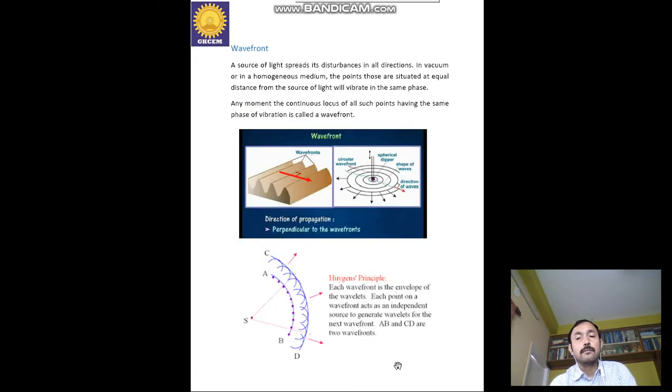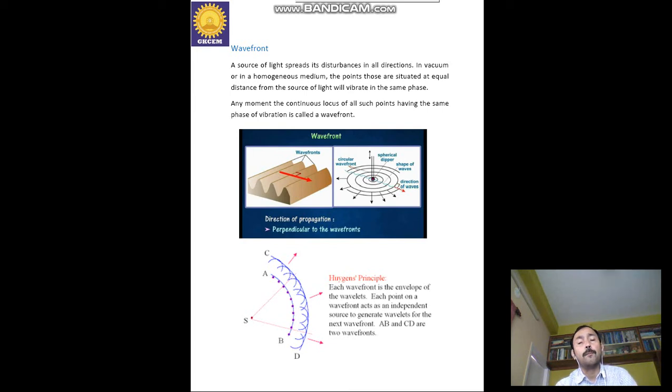Now we will discuss the next part, wavefront. A source of light spreads its disturbance in all directions in vacuum or in a homogeneous medium. The points situated at equal distance from the source of light will vibrate in the same phase. At any moment, the continuous locus of each such point having the same phase of vibration is called a wavefront.